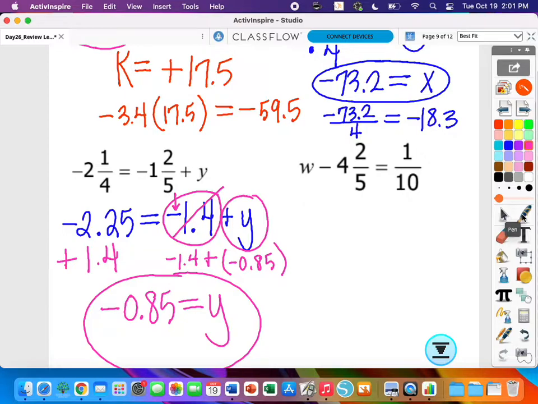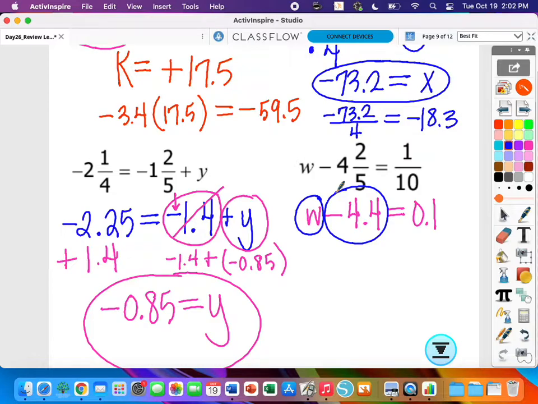All right, my next one. I have more fractions. Let's see if I can turn these into decimals. W minus 4 2/5: 4.2 divided by 5 is 0.4. That works. Equals 1/10. You should know what 1/10 is without putting it in your calculator. 0.1. All right, I'm going to circle W, negative 4.4.